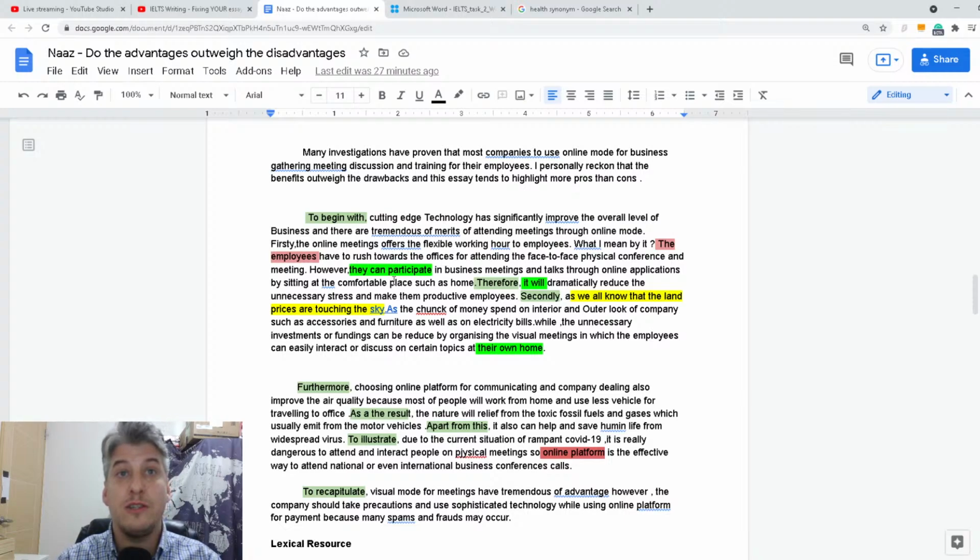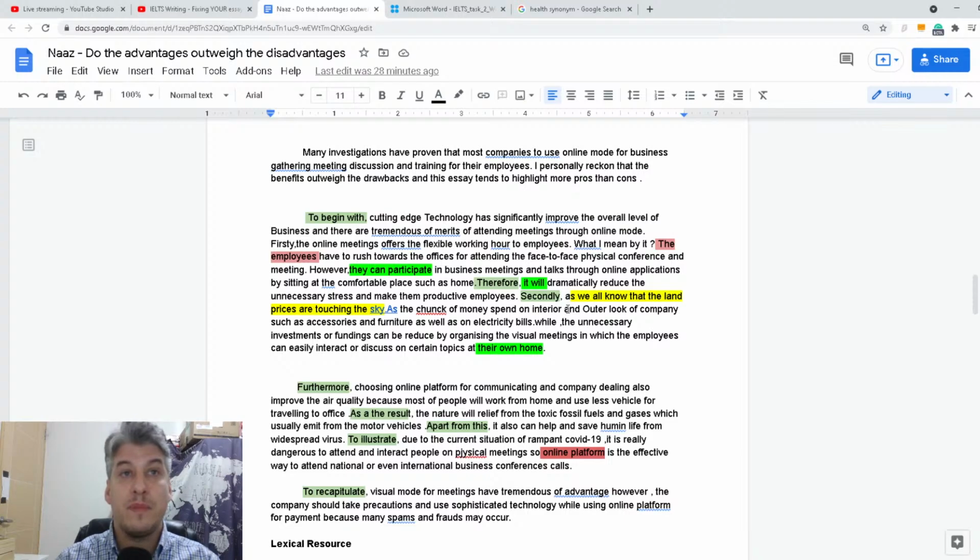So he does a good job later on. And again, it talks about "therefore, it will dramatically reduce the prices." It, he's referring back to the technology of using online meetings and things like that. Good referencing. And in the last sentence here, he talks about "by organising the virtual meetings in which the employees can easily interact or discuss on certain topics at their own home." Their own home means the employee's own home. So again, some referencing. He is showing that he's doing that.